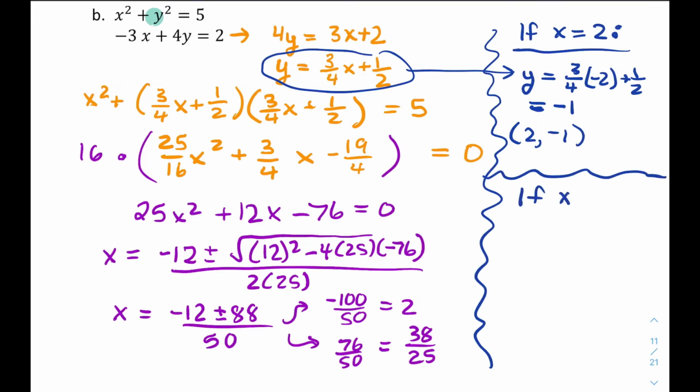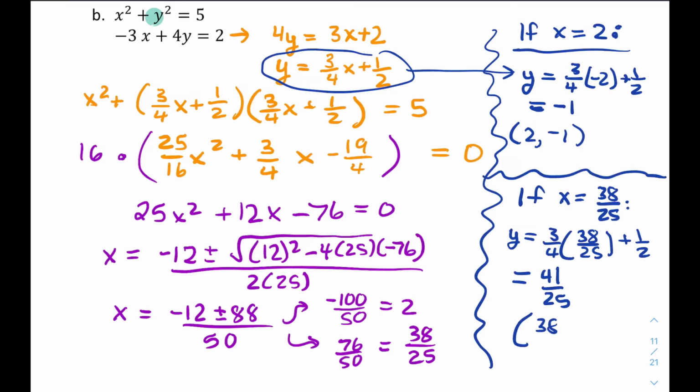which is going to give me x equals 2, y equals -1. And when I plug in my 38 over 25 into that same equation, I'm going to get a corresponding y value of 41 over 25. And if you check them, they do both work in the originals.